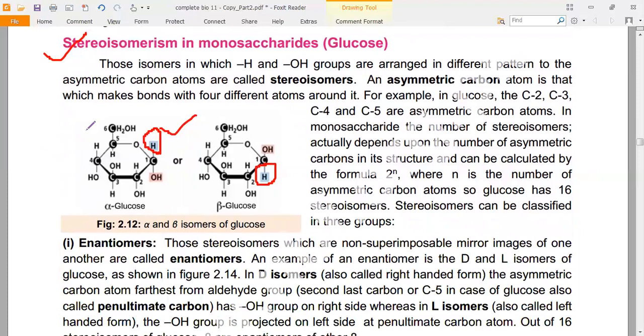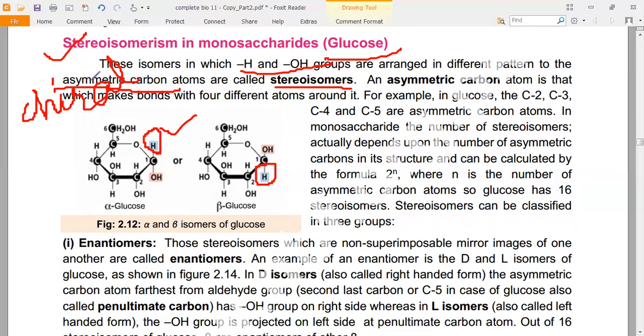If we just talk about monosaccharides, we'll take glucose as an example. In glucose we will see those isomers in which H and OH groups are arranged in a different pattern around the asymmetric carbons. These are called stereoisomers. Now, asymmetric carbon is a very important term here. In chemistry, asymmetric carbons are also called chiral carbons.